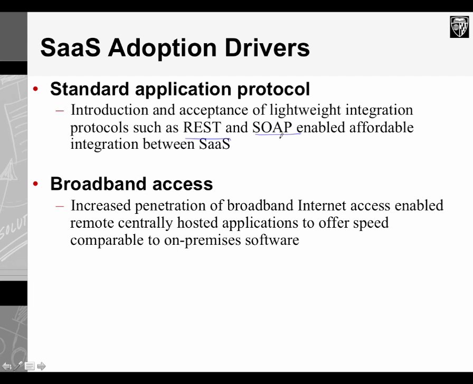There's also broadband access. More and more people are coming online. More and more people have access to broadband. And so they can work from anywhere. They can work from the beach, they can work from home, they can work from the bar, they can work from a restaurant, they can work on their iPhone, they can work on an iPad. So the broadband access has definitely given rise to SaaS adoption.